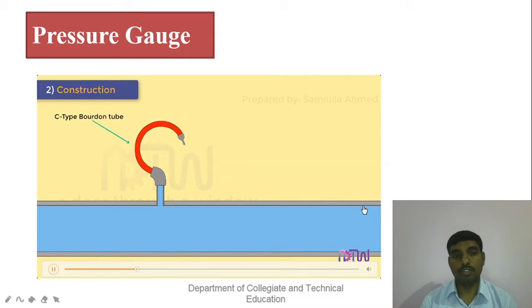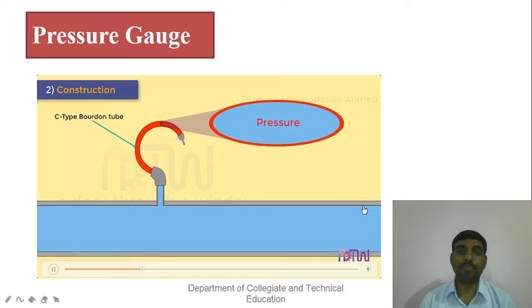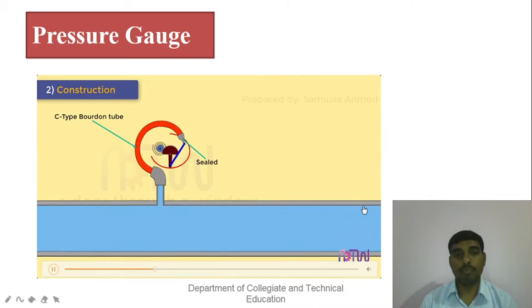Construction. A C-type Bourdon tube consists of a long thin-walled cylinder of non-circular cross-section, which is sealed at one end. This tube is made from materials such as phosphor bronze, steel, and beryllium copper, and is attached by a link mechanism which operates the pointer. The other end of the tube is fixed and is open for the application of the pressure to be measured. The tube is soldered or welded to a socket at the base, through which the fluid, whose pressure is to be measured, enters the C-type Bourdon tube.